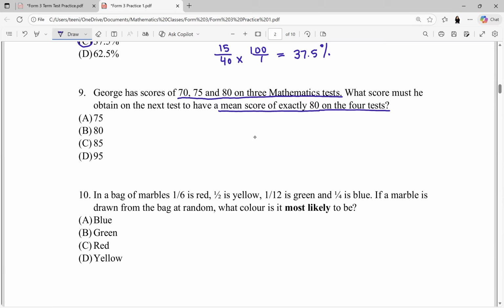We are required to find the score that he must obtain on the next test, or on the 4th test, in order to have a mean or average of 80.